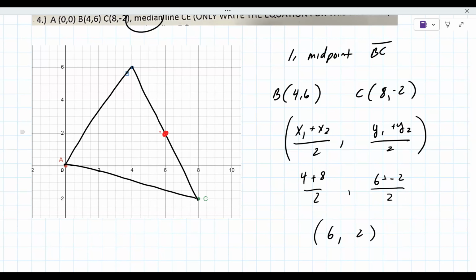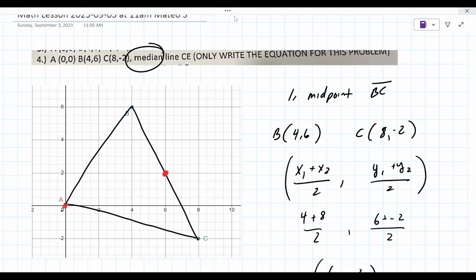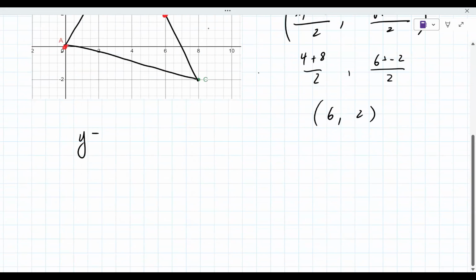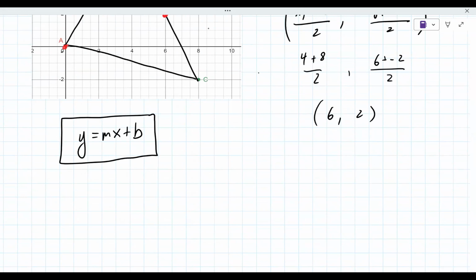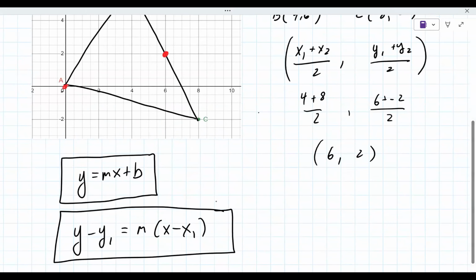Now we do the slope. The next thing is it says write the equation for this problem. Did your instructor specify what kind of equation of the line? Because there are 3 forms. Y equals mx plus b, or point slope? She had us do it in point slope. Okay, and it's important that you know this because you don't want to write in the wrong form. This is called point slope.